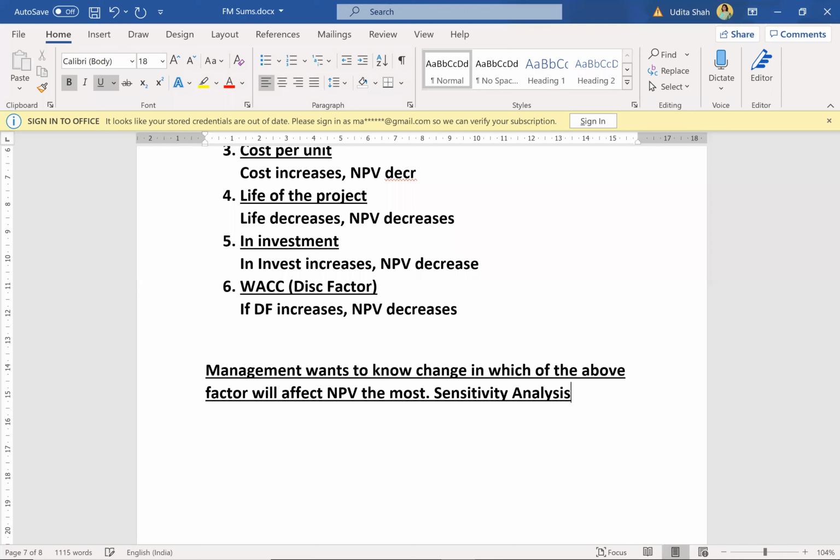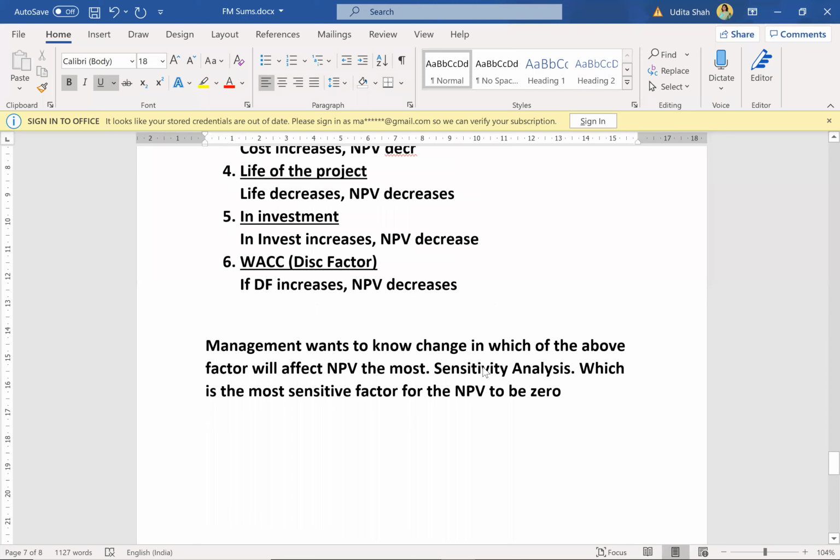Okay, that is, which is the most sensitive factor for the NPV to be zero. Because the point of time where NPV becomes zero, I will immediately reject the project. I will not wait for NPV to become negative. Even if NPV is zero, I'll immediately reject the project. Understood this? Okay. So that is what we are going to find out.